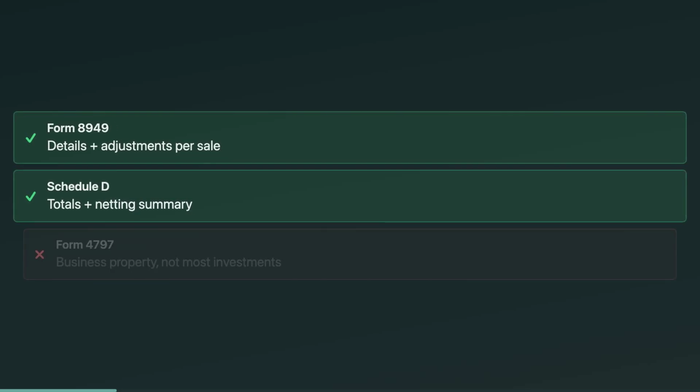Think of capital gain reporting as a two-step workflow. Step 1 is listing and adjusting each sale. Step 2 is netting everything into one final number. Form 8949 is the detail sheet where you report each disposition and any adjustments. Schedule D is the scoreboard where totals get combined, netted, and carried to the return. On the EA exam, they love asking which form gets the details versus the summary.